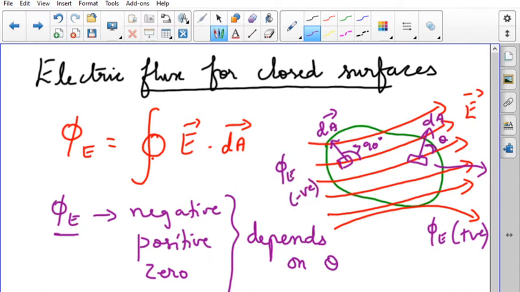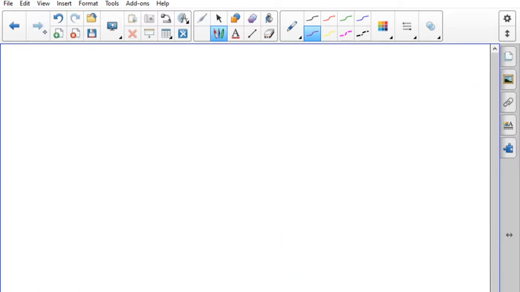Suppose the surface is perpendicular to the electric field. If this is the electric field and this is the area vector, and the angle between them is 90 degrees, then phi E will become 0. The electric flux is equal to 0. So the flux value varies based on the value of theta.